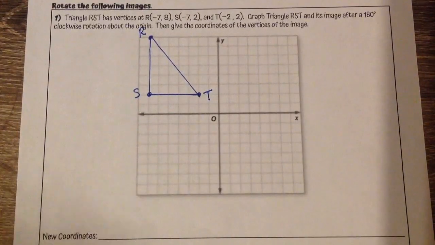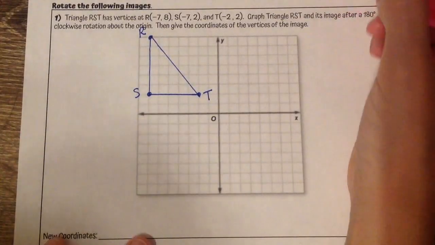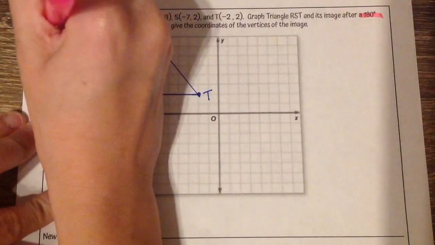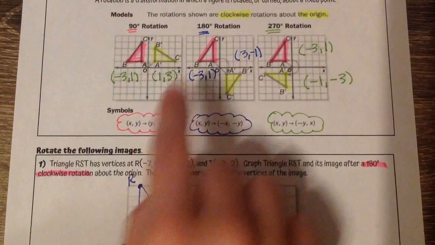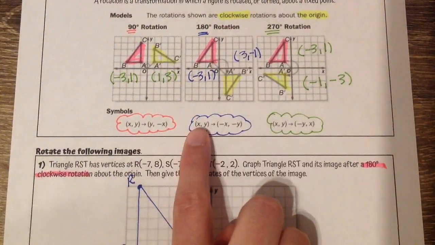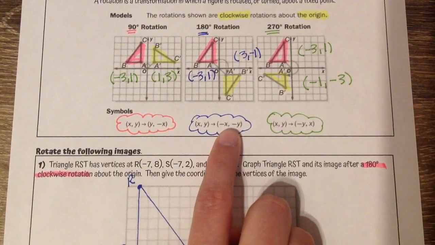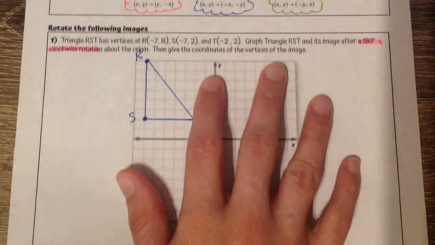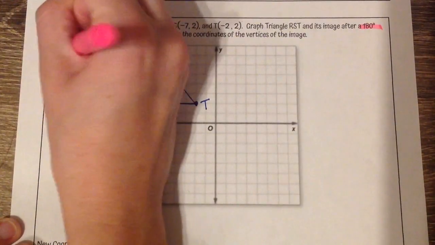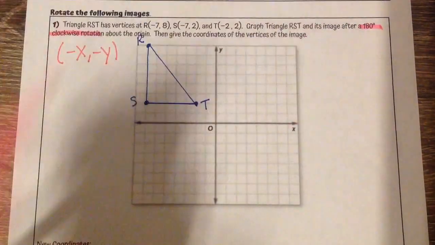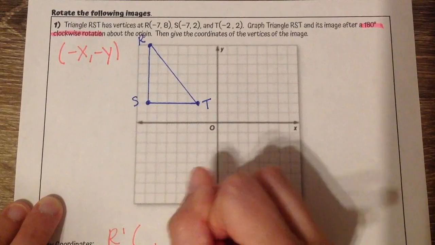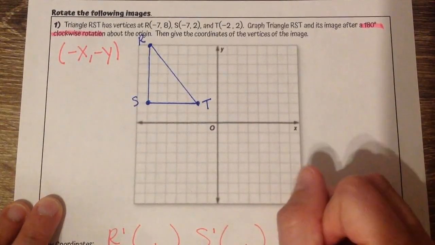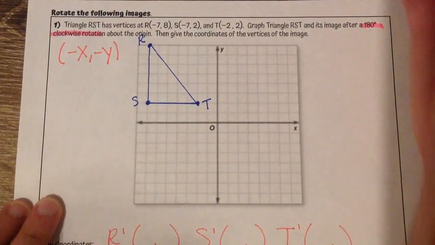All right, so what we have to look at is what it's asking us to do. It says, graph triangle RST and its image after a 180-degree clockwise rotation about the origin. If we look back, for a 180-degree rotation, our original ordered pair is going to become the opposite of x and the opposite of y. I'm going to write that right here. So I'm going to write our new points here: R prime, S prime, T prime.